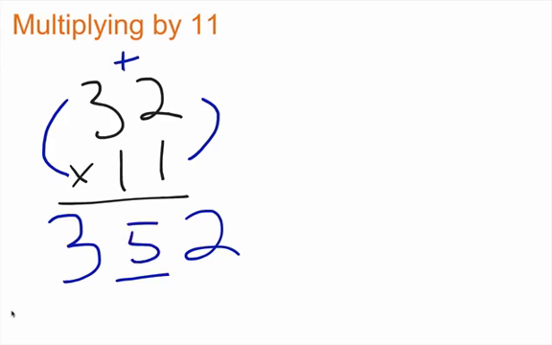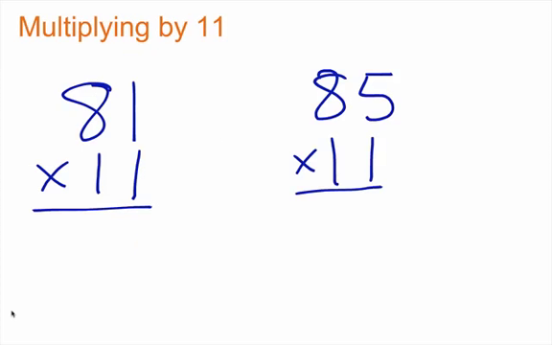So we just do 3 times 1, 2 times 1. That'll be our outside numbers. And we add the two numbers at the top so that we can get the middle number. Right? We got that? Let's move on to the next one really quickly.